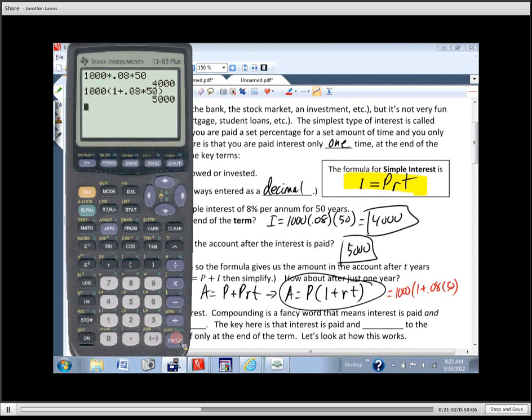Okay, are there any questions there? Yeah. When you simplified A equals P plus I, where did you get the 1? This one right here? Yeah. We factored a P out of both of those, so when you divide by P, you're left with a 1. Okay, anything else?